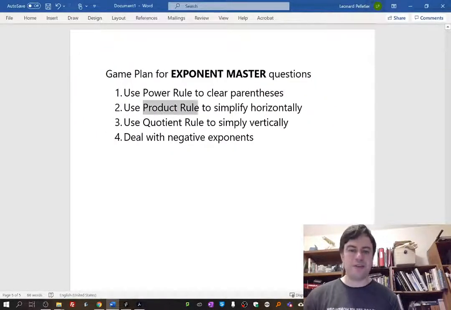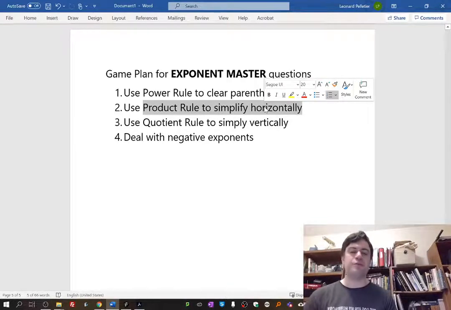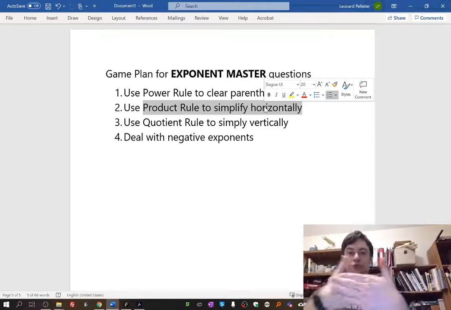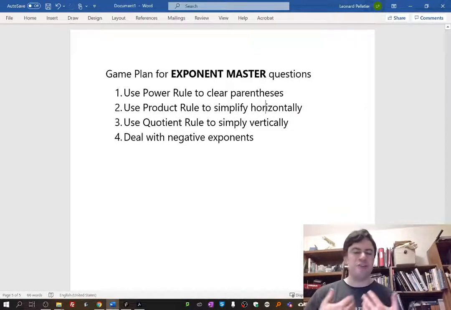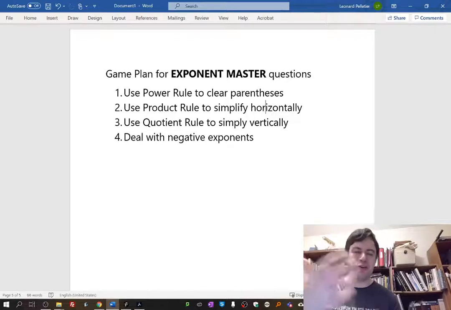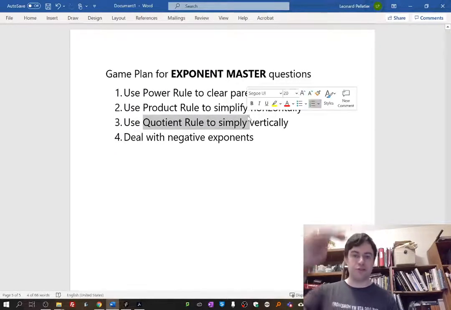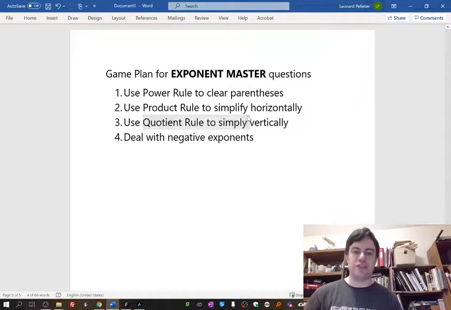Next, after I've cleared all the parentheses, I'd probably simplify the numerators separately from the denominators. So I'd use the product rule to multiply across if there's anything to do there. That's just personally for me. I think it looks a lot better when each part of the fraction is simplified. And then afterwards, I'll use the quotient rule to vertically do my division and subtract exponents from like terms.